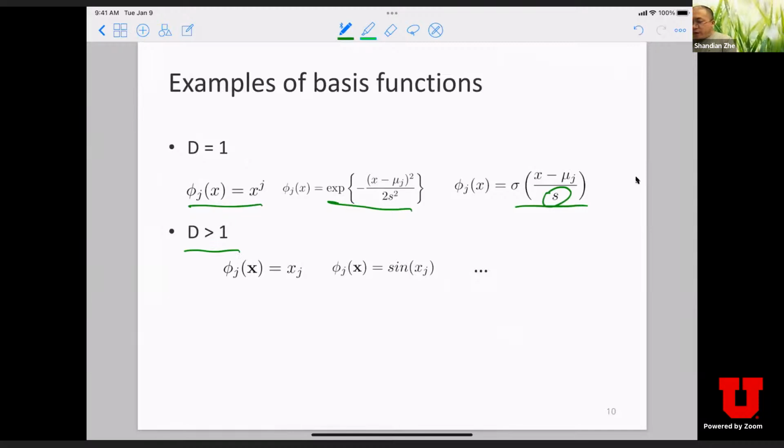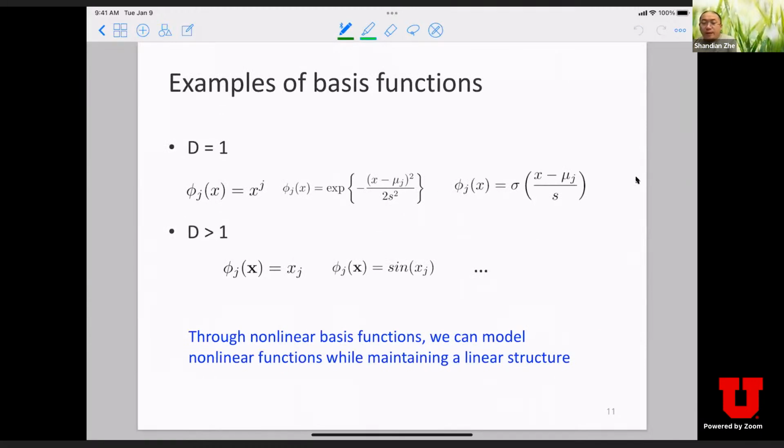And if your input feature vector is a vector, it's not just a feature value, you might just pick up for each phi j one or several elements of x to construct your feature mapping. For example, I can pick up my jth element for phi j, which is simply xj or sine xj, and so on. Again, those concrete examples just tell you that these choices of basis functions are totally flexible. There are no restrictions on that.